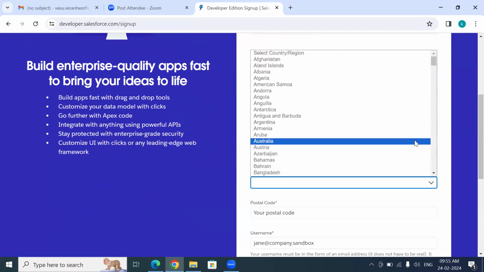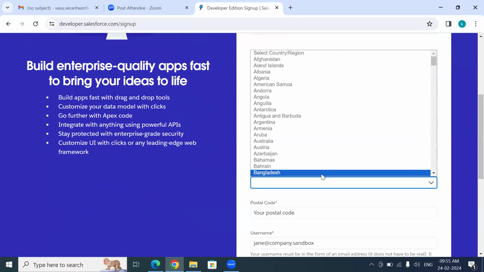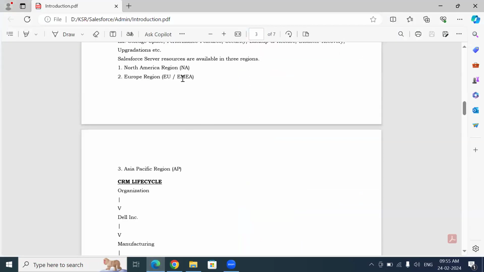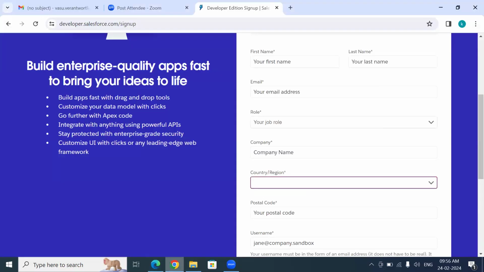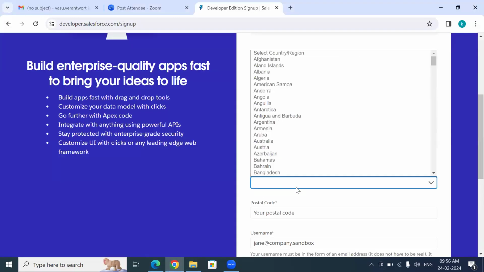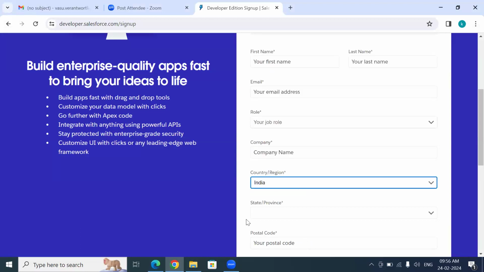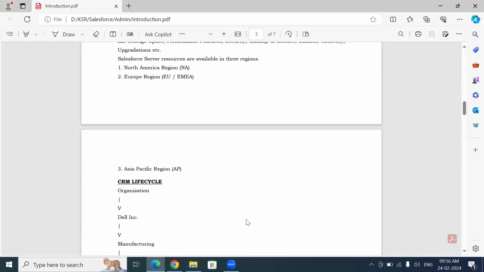Okay, here it will ask you to select the country. So based on the country you are going to select here, accordingly, memory will be allocated for you in a particular server in that particular region. Suppose if you are selecting the country name as India, then for your organization or for your account, the memory will be allocated in a particular server in which region? In Asia Pacific region.